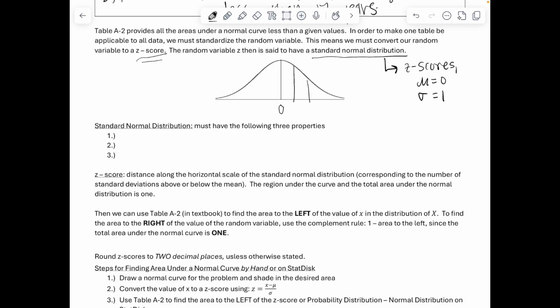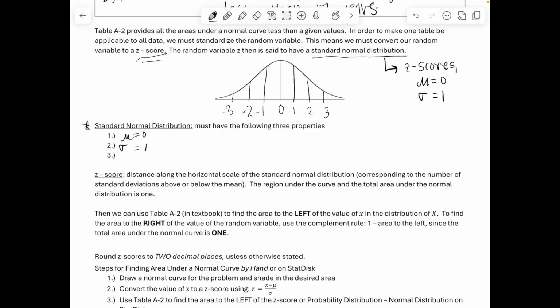Going 3 standard deviations to the right, we would have positive 1, positive 2, and positive 3. And then going 3 standard deviations to the left, we have negative 1, negative 2, and negative 3. Right below this, it says a standard normal distribution must have the following 3 properties. First one, the mean must be 0. Standard deviation must be 1.